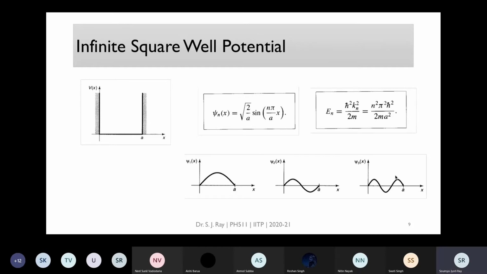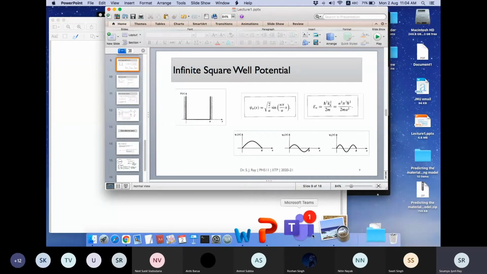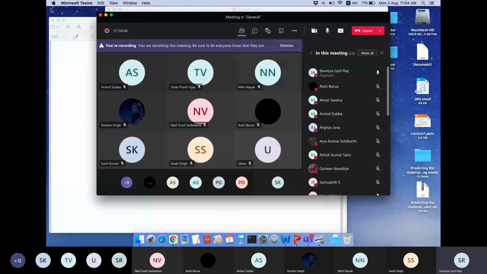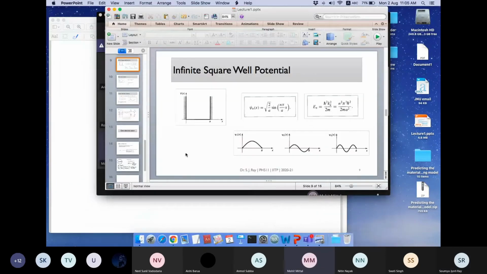Okay. So let me check in another way. Who has the highest CGPA? Sir, Mohit. Mohit. Yes, sir. Mohit, tell me. Maybe, sir, the energy is in discrete levels.